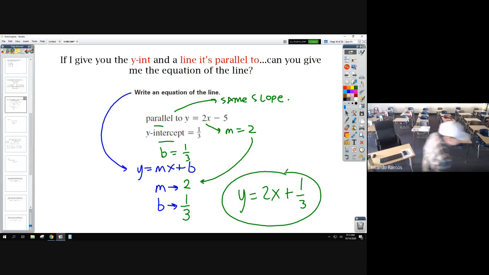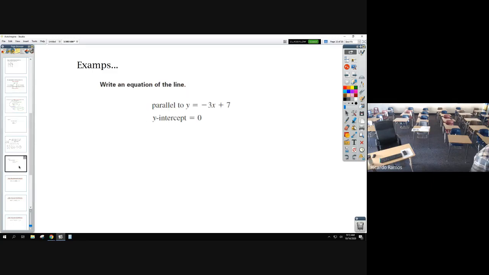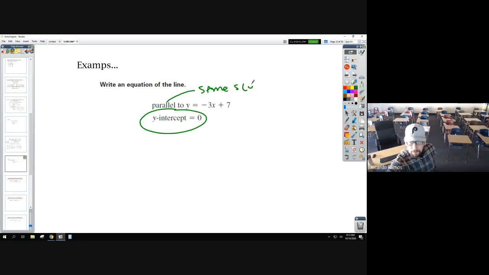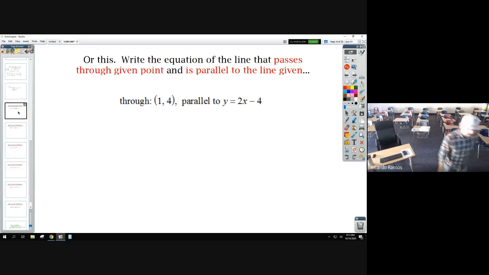Again, this is review. We did this a couple more times after that. We had this example from Monday, and we finished with this example from Monday as well. Again, they were giving us the y-intercept and a line it was parallel to, right? Okay, so for today, we're going to finish up with anywhere from 3 to 5 examples that look like this.